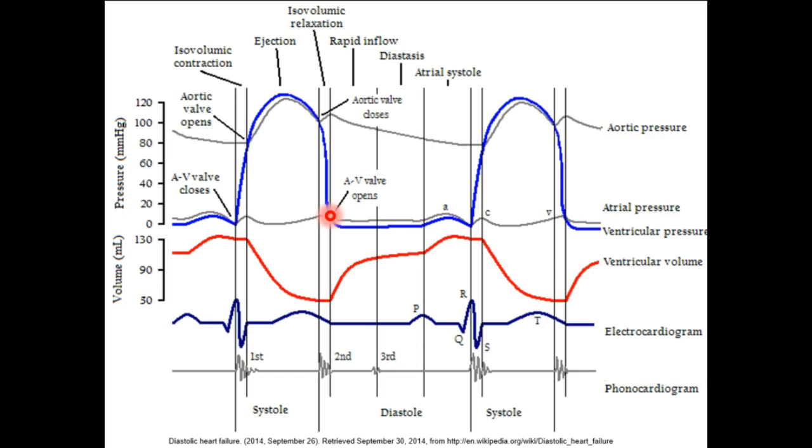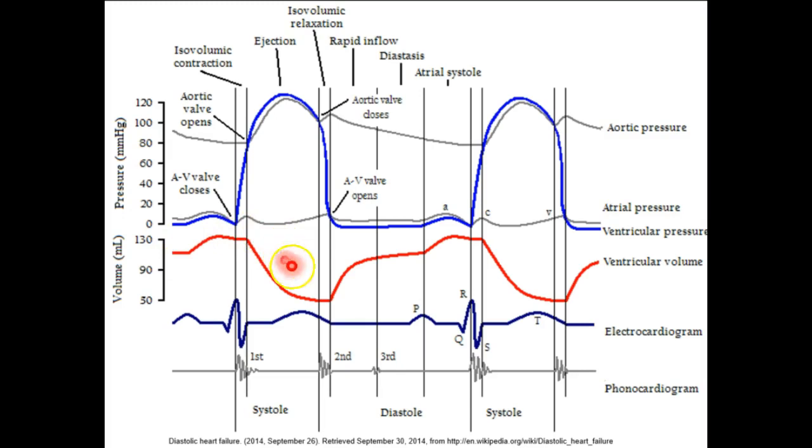So that fits really well with our chairs model too. It's a good time to revisit those chairs. The LUP is with the AV valves, right? LUP. The DUP is the semilunar valves. S1, S2. Good.